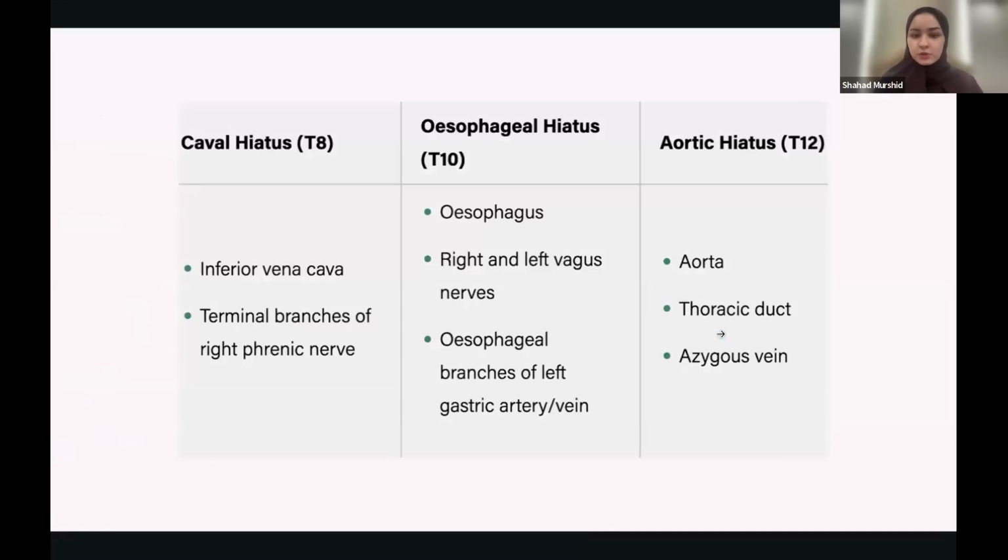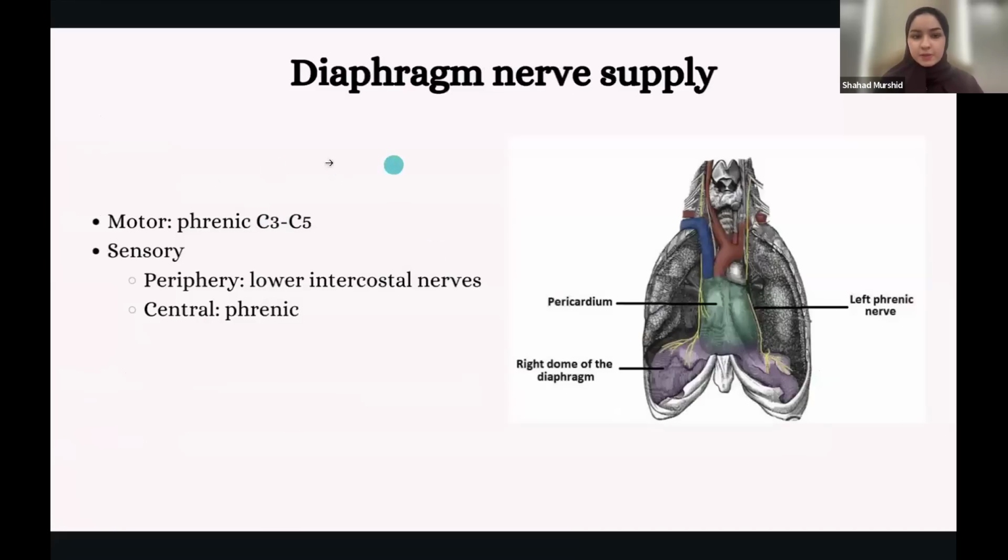Now this is just a summary that you can go over. Now for the nerve supply, we have motor and sensory. The motor, as Safia mentioned, is the phrenic, C3, C4, C5, keeps the diaphragm alive. This is the motor supply. And then for the sensory supply, we have a different supply for the center of the diaphragm and the periphery. The center is supplied by the phrenic nerve, normally.